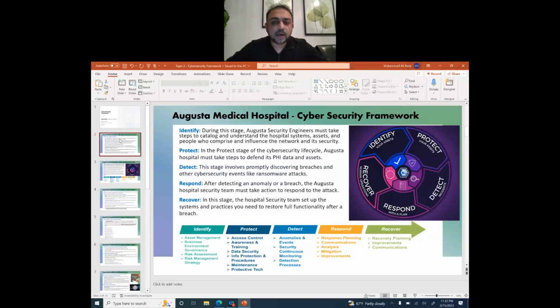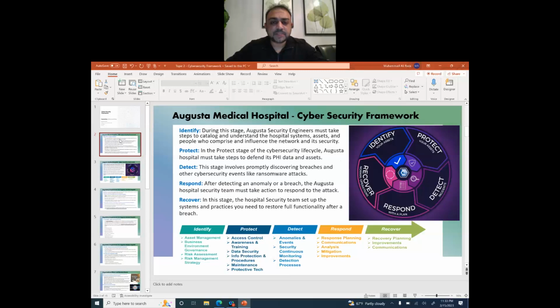The next one is protect. How are we going to protect our infrastructure, our data, as well as any critical services? In Augusta hospital system, our main concern is to protect the personal health information of the customers. That's going to help us protect any kind of customer PHI information and any hospital system assets.